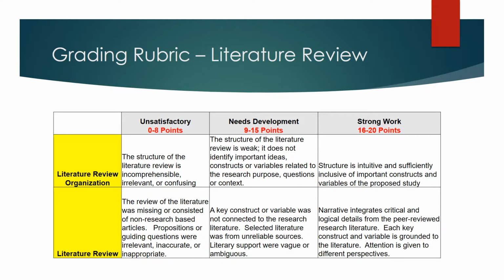The next portion of the research proposal pertains to the literature review. Both of these sections are worth a possible 20 points. The first section deals with how your literature review is organized. So in order to fall into the strong work category, your structure is intuitive and sufficiently inclusive of important constructs and variables of the proposed study. So essentially, you're going to be telling me all the constructs that pertain to the two problems or issues that you chose from the scenario.